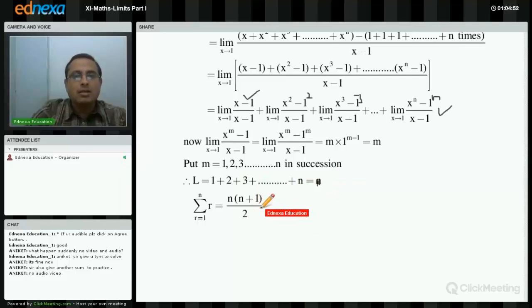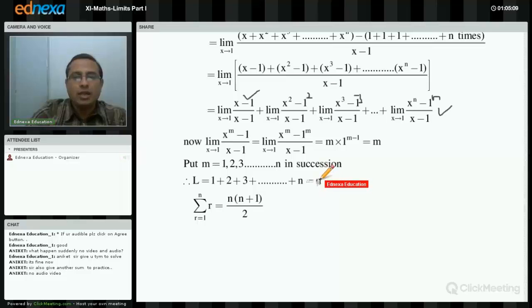You have done this in arithmetic progression. In fact, you have done this in 10th standard only. Sum of the first n natural numbers is what? It is n into n plus 1 upon 2. Is that clear? So your final answer should be what?